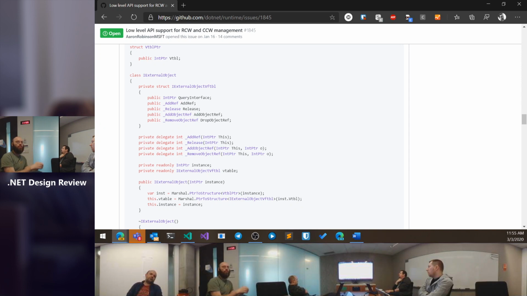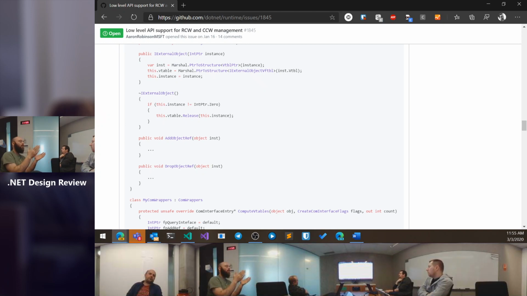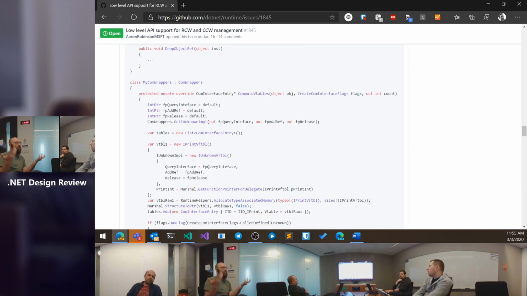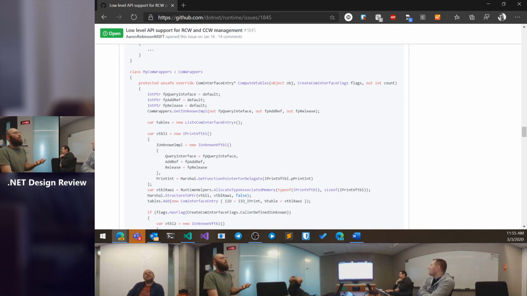And this is the classic way of rolling your own CCW and RCW, those two objects. So if you keep scrolling down, this is just building up all of it. Now, ComWrappers is the actual API that we're proposing. That was all boilerplate to make it make sense. This is a non-trivial API. So ComWrappers basically represents a collection of APIs that allows you to manage creation of these and participate in some sort of lifetime management.